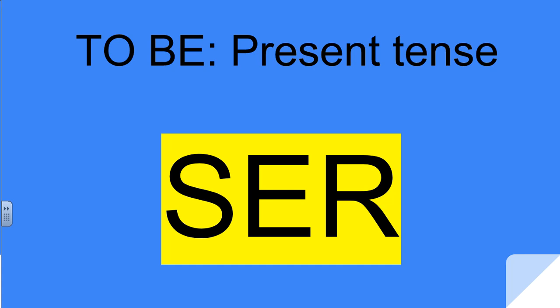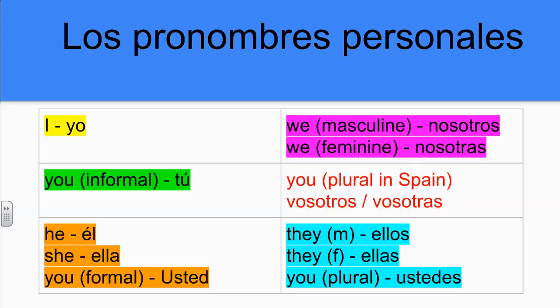We have to actually conjugate, and that's breaking the verb into its individual pieces so that way we can use it with the pronoun. For example, the verb ser in English would be I am, you are, he is, we are, they are. In each case, the verb is changing appropriate to the pronoun. Let's talk a little bit about pronouns.